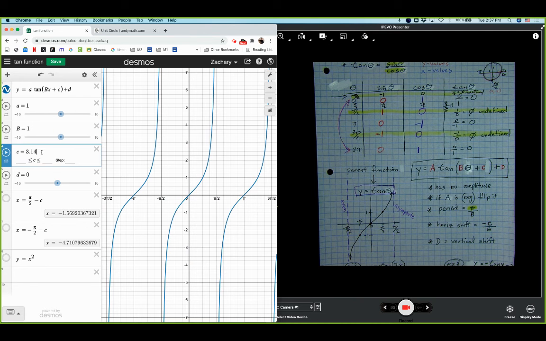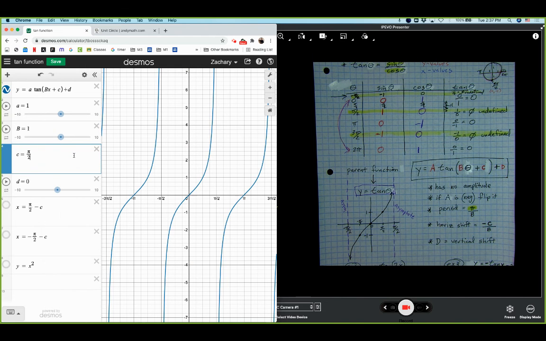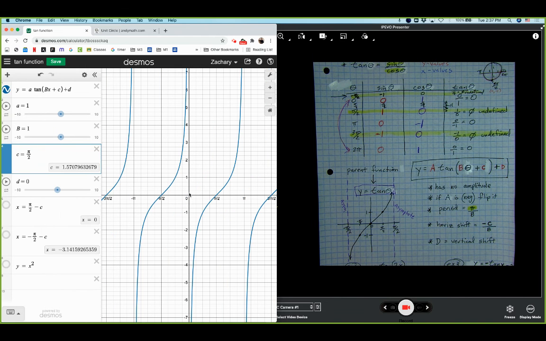I can actually put it in as, let's do this, let's put it in as pi over 2. You see, instead of it being at the origin, it moves over to pi over 2. Instead of tracking the starting point, like with sine and cosine, we're finding this inflection point right here. That's what's moving with our horizontal shifts.